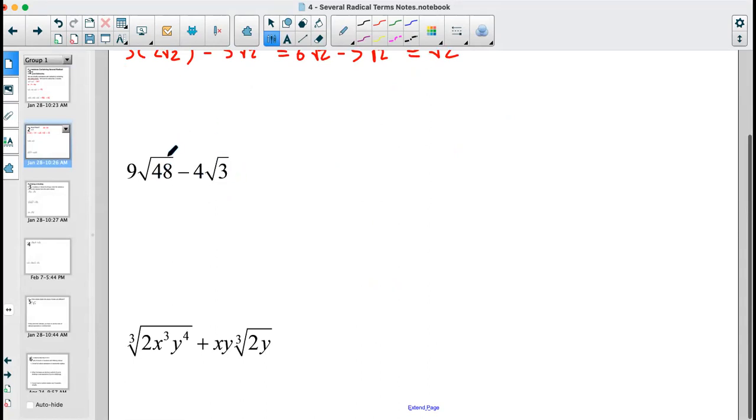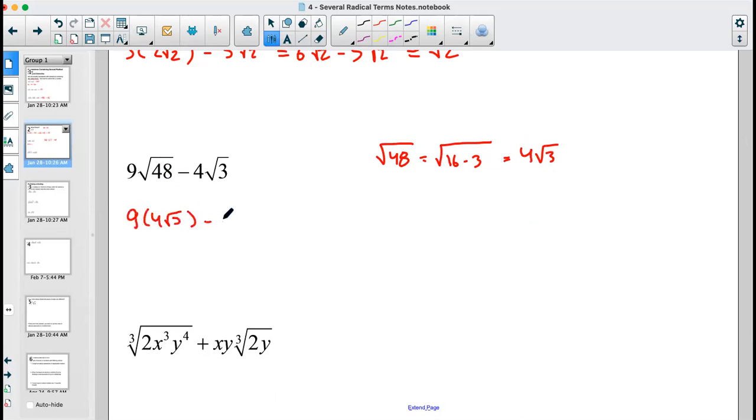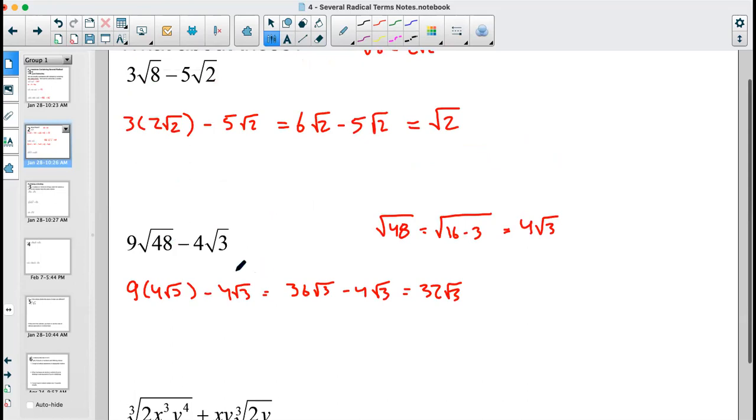So roots of 3, I assume this one can be simplified. Square root of 48 is the square root of 16 times 3. Square root of 16 is 4, so that's 4 root 3. So this root 48 is really 9 times 4 root 3 minus 4 root 3. 9 times 4 is 36. And that gives us 32 roots of 3. So similar thing to the one above. The radicals do not appear to be the same, but you should always check and make sure you can't simplify one of them.